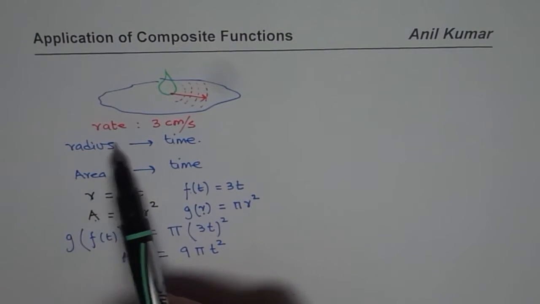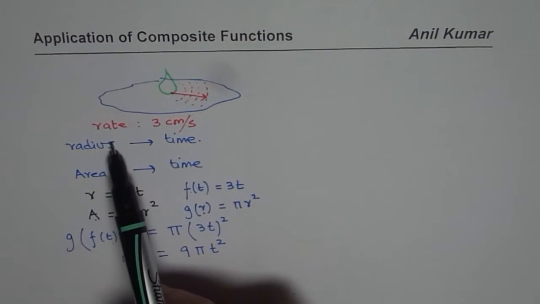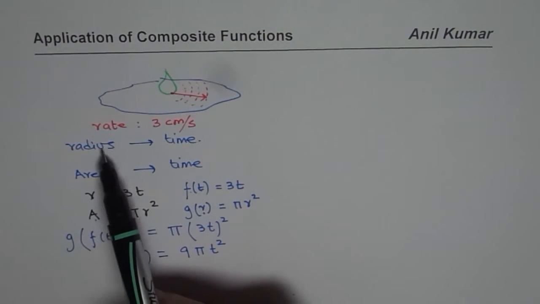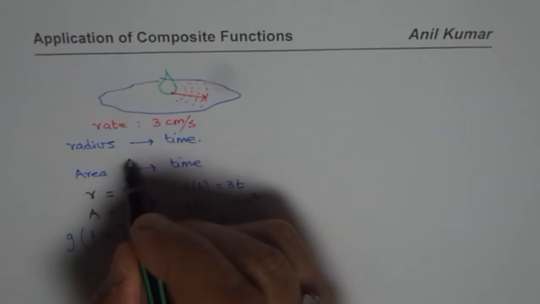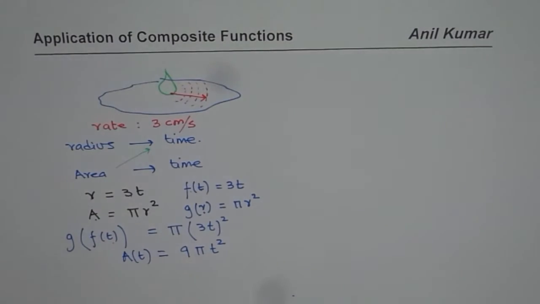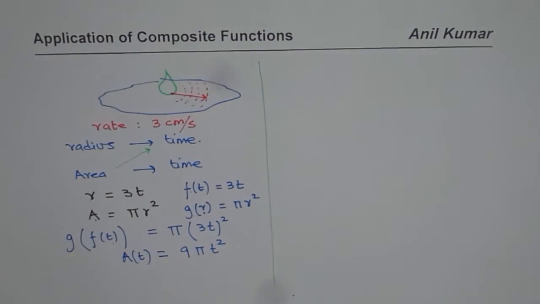Since radius is known in terms of time, we can substitute that area and that radius into area and get relation from area to time. Do you see that? Right? So let's take one more example to understand almost the similar thing.